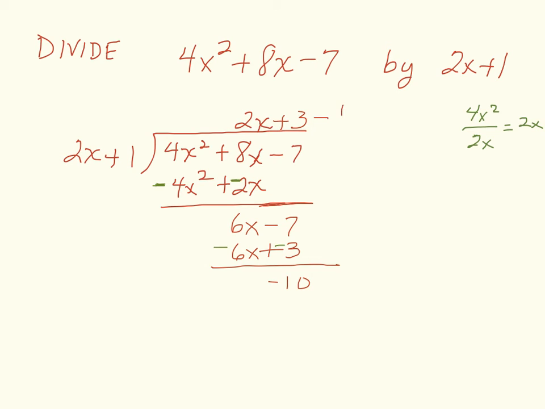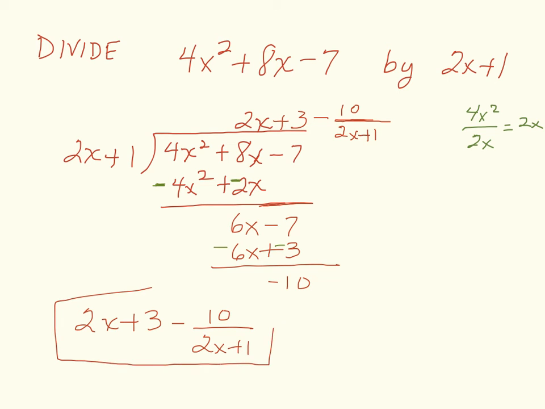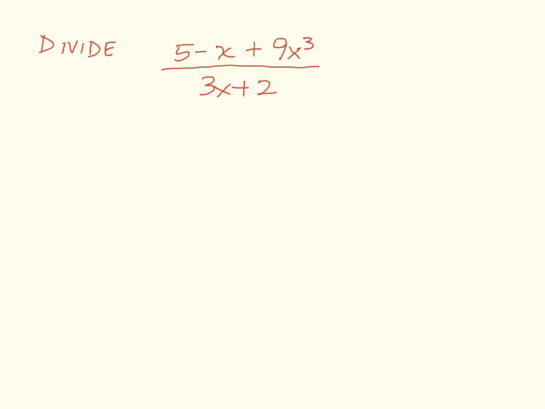So we put minus 10 over 2x plus 1. Okay, so ultimately your answer is 2x plus 3 minus 10 over 2x plus 1. Okay? Okay, now let's go ahead and divide this one.